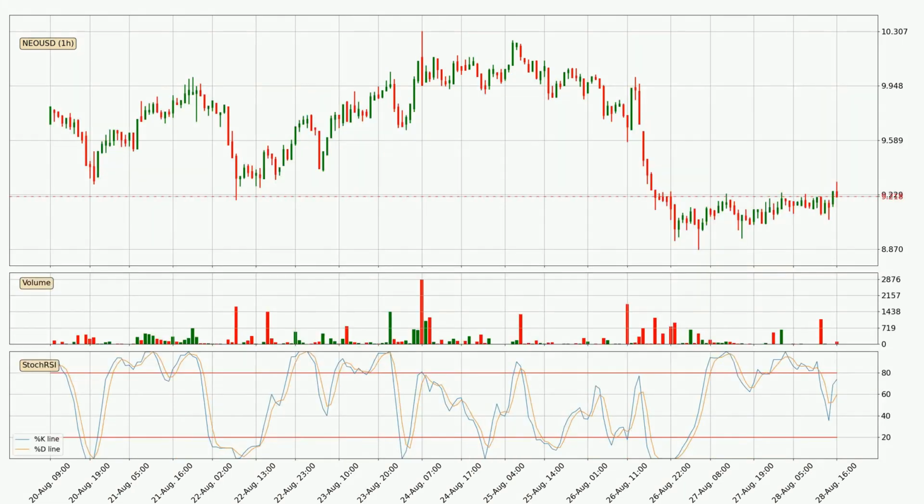Jumping to the hourly stochastic RSI, there are no signs of the stochastic RSI being oversold or overbought at this time, but because the %K line is over the %D line, we can deduce that the trend is currently on the up.